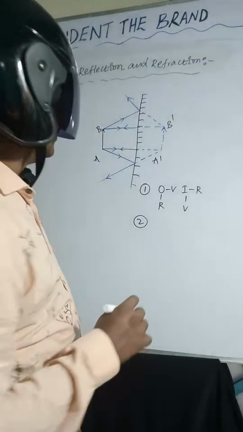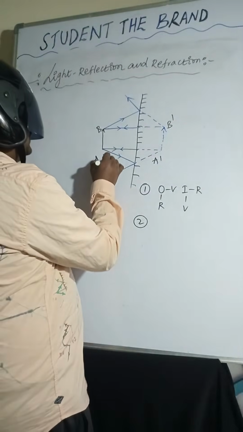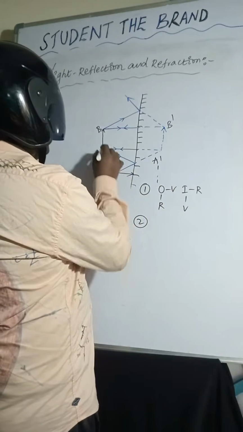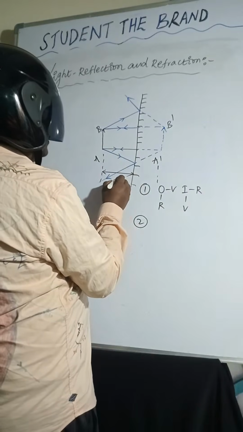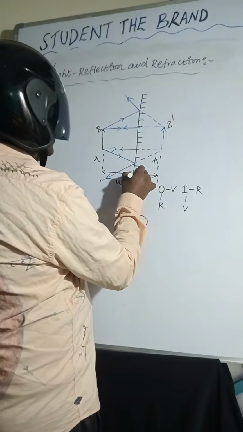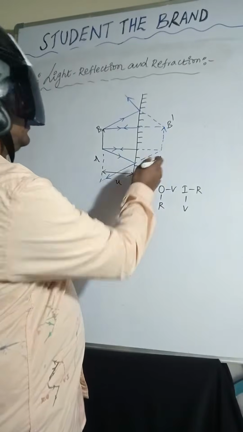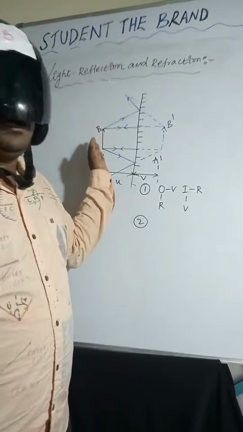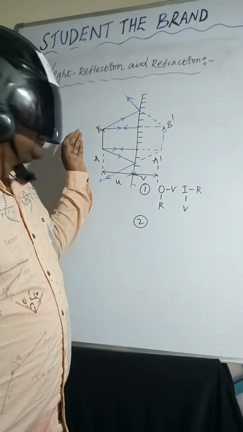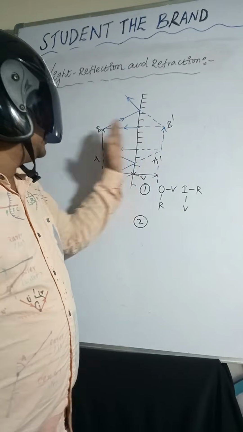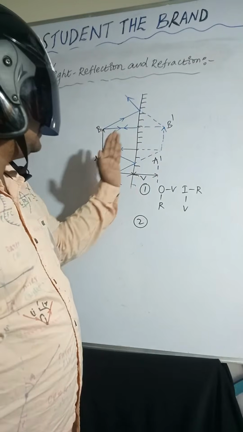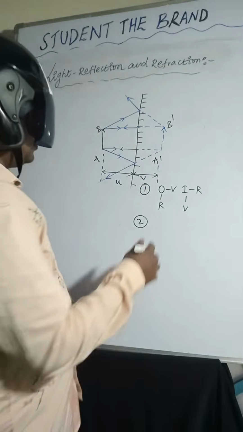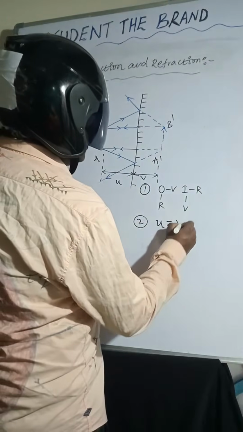Object distance is equal to image distance. The distance between object to mirror is called object distance. The distance between mirror to image is called image distance. So object distance is equal to image distance.